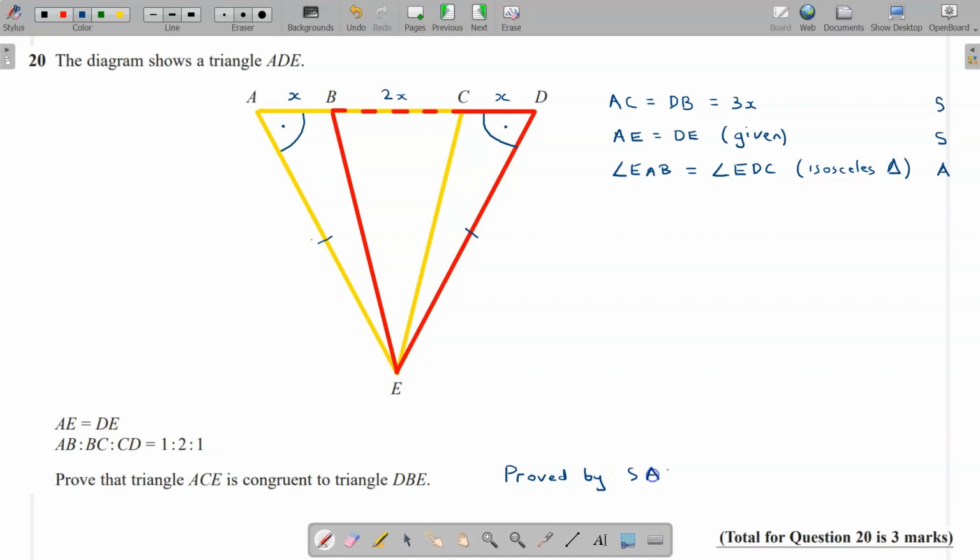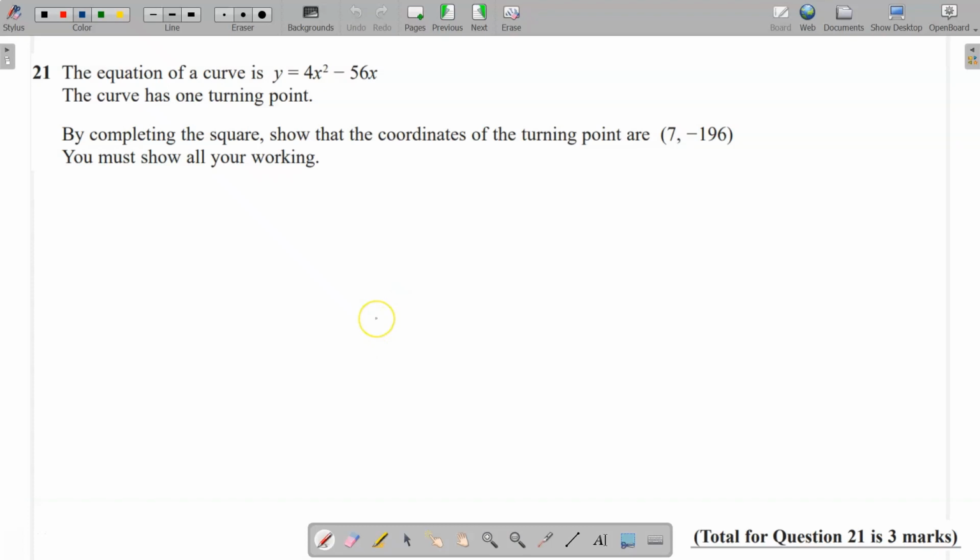Side, angle, side. This question involves completing the square on a quadratic that doesn't actually have a constant term at the end, but that's fine. The way we approach this is we've just got to show that it has, well, we know it has one turning point because it's a quadratic curve. It will have a minimum because of the positive x squared, but we've got to complete the square to show that the turning point has coordinates 7, negative 196.